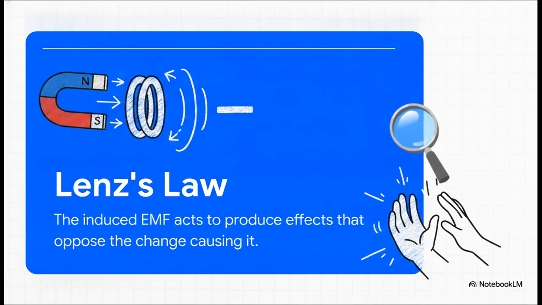Lenz's law states that the induced EMF acts in such a direction to produce effects that oppose the change causing it. In the mathematical formula, we represent this with a very important negative sign. You can kind of think of it as the universe pushing back. When you shove a magnet into a coil, the coil generates its own magnetic field that tries to repel the magnet right back out. It's literally nature's way of resisting change.